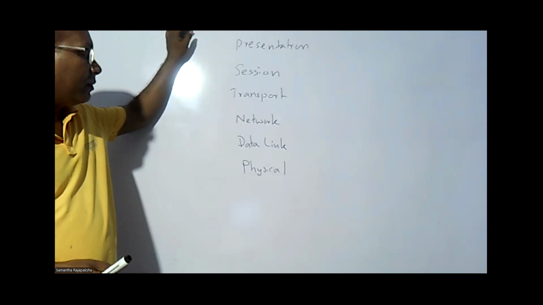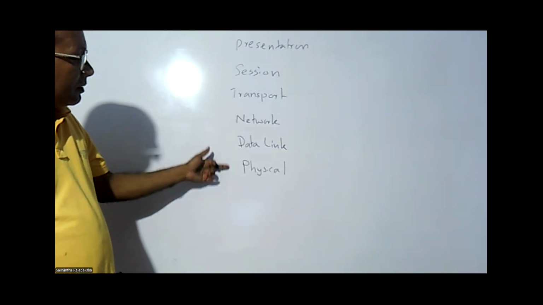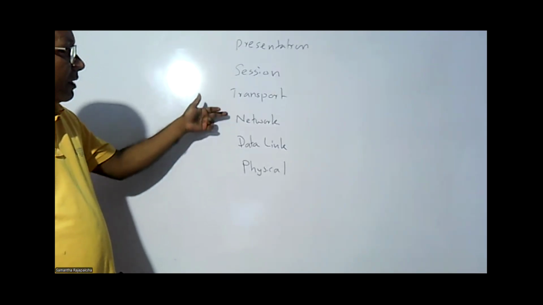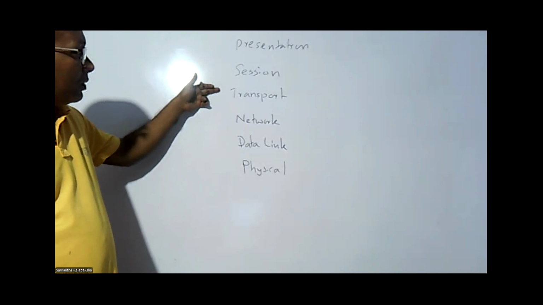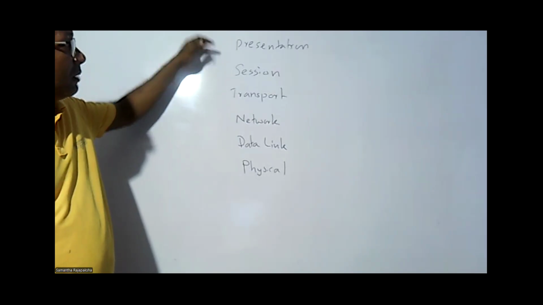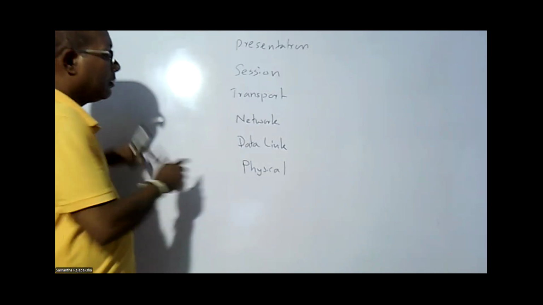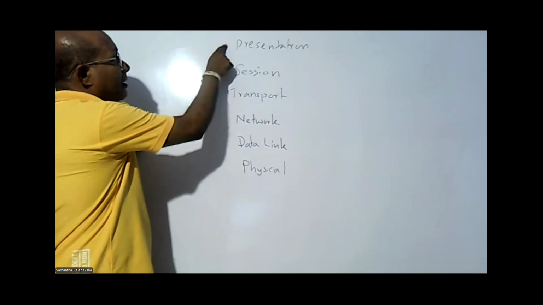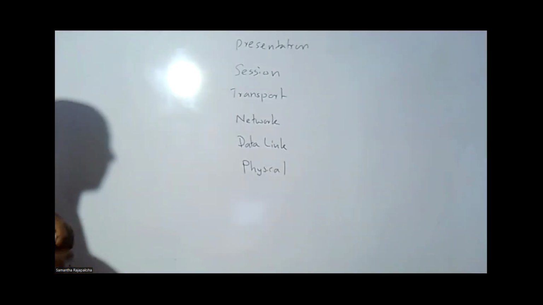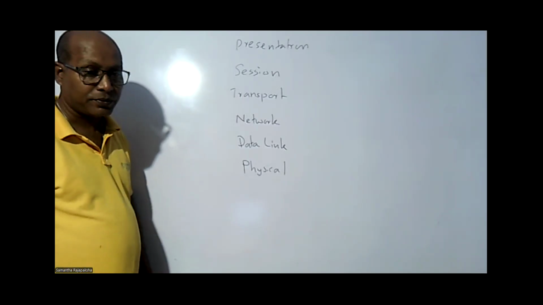Now for this, I give an example to remember this. P means please, D means do, N means not. Please do not. T means throw, S means sausages, P means pizza, A means away. So that you also can remember. Please do not throw sausages, pizza away. Using that, you also can remember this example to remember the layer order, because this is very important.